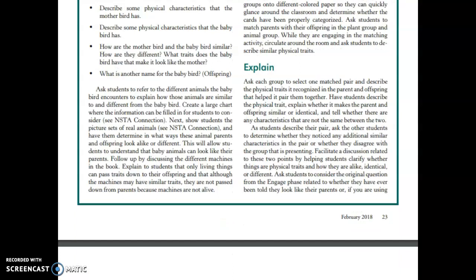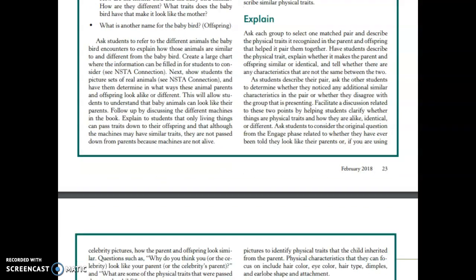For explain, we will have the students each pair up and talk about what they believe the physical traits are of a certain person. You'd be able to give the students pictures of either celebrities and their offspring and see if they can identify and explain the common characteristics.